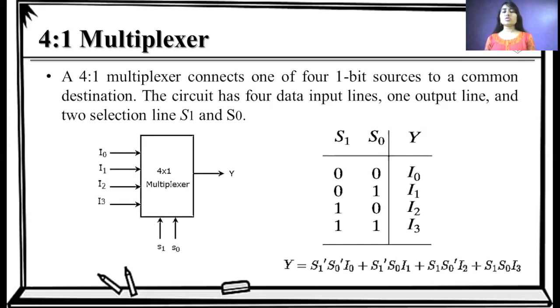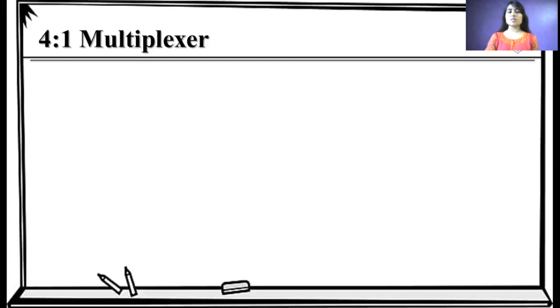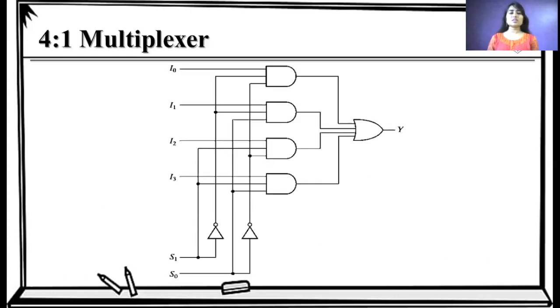For I0 we have 0 0, S1' S0'. For I1 we have 0 1, that means S1' S0. Then for I2, 1 0, S1 S0'. For I3, S1 S0, and then the logical OR of all these terms. So here we have a logical expression for the 4-to-1 multiplexer which can be implemented using logic gates like this.